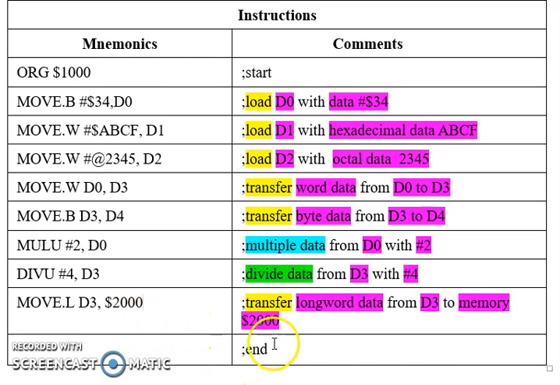And the last one is END. Start was ORG 1000, so we end with the END instruction. If you know this, you can automatically convert from command to mnemonic, or change mnemonic to command. I hope all of you understand this conversion. Thank you.